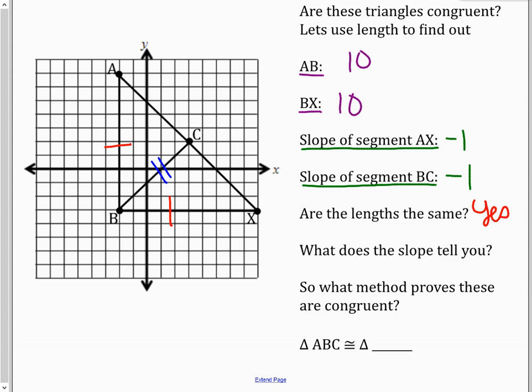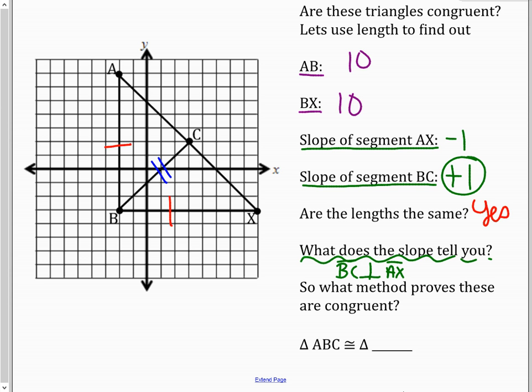And then it says, what do the slopes tell you? Again, we're going back to the first unit. Sorry, I wrote this one down wrong. BC is a positive 1. Make sure you change this. This is a positive 1. We also assessed this on the Unit 2 test, but these slopes are opposite reciprocals. So that means that segment BC is perpendicular to segment AX.